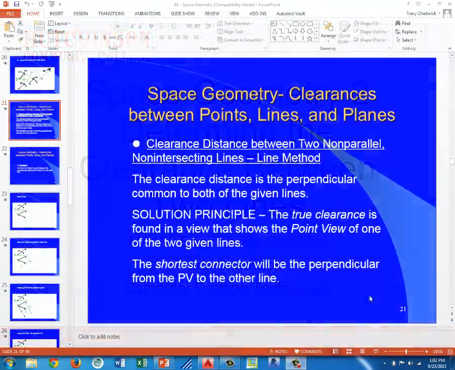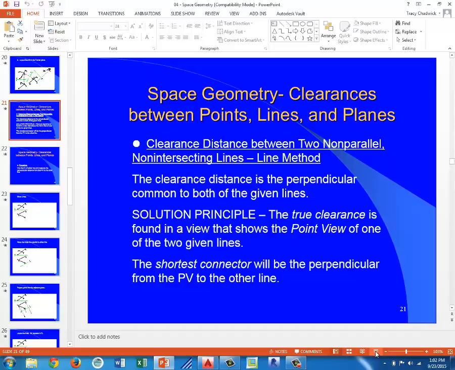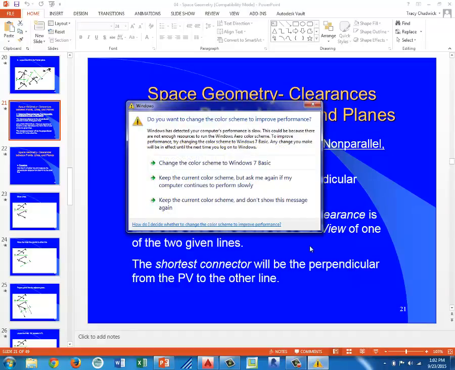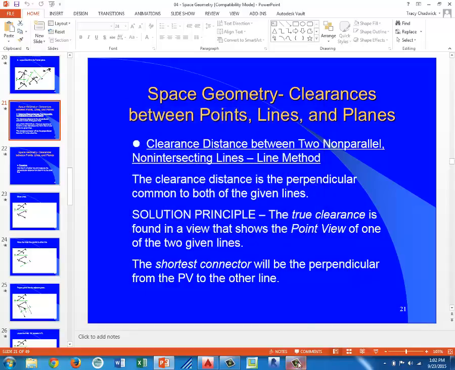Okay, so last class we talked about finding the clearance between a point and a line. And one of the big principles that we talked about last time was that if we had two lines that were perpendicular to each other and one of those two lines was in true length view, then those two lines appear as perpendicular lines. So that will be especially important today as we look at two lines and their relationships.